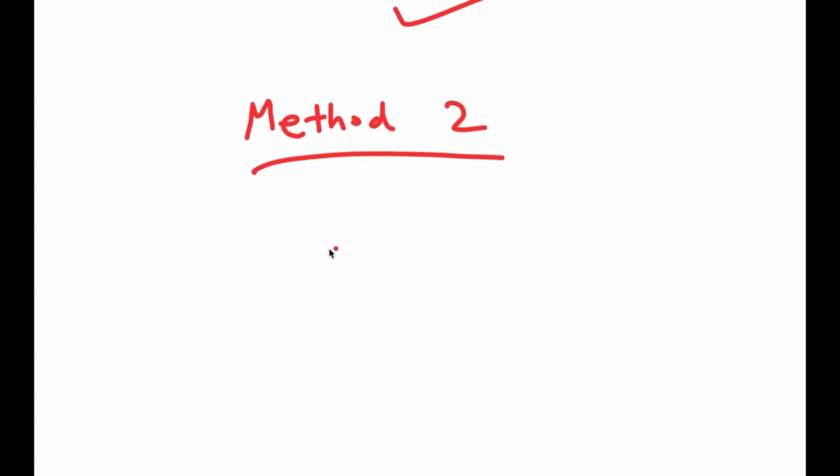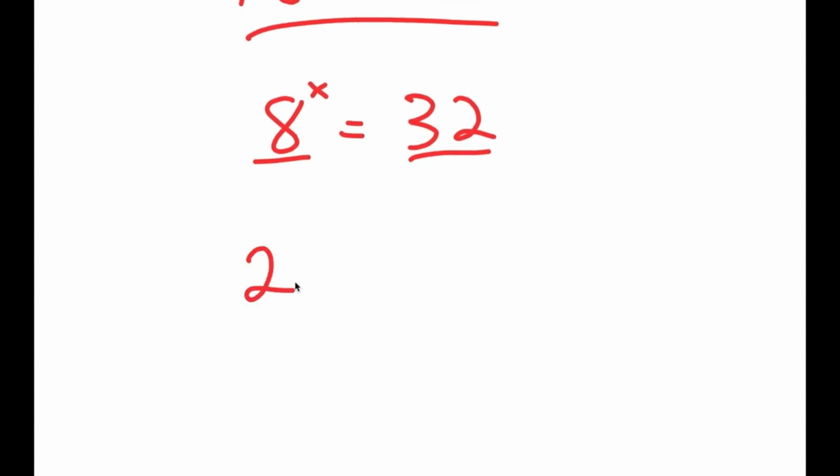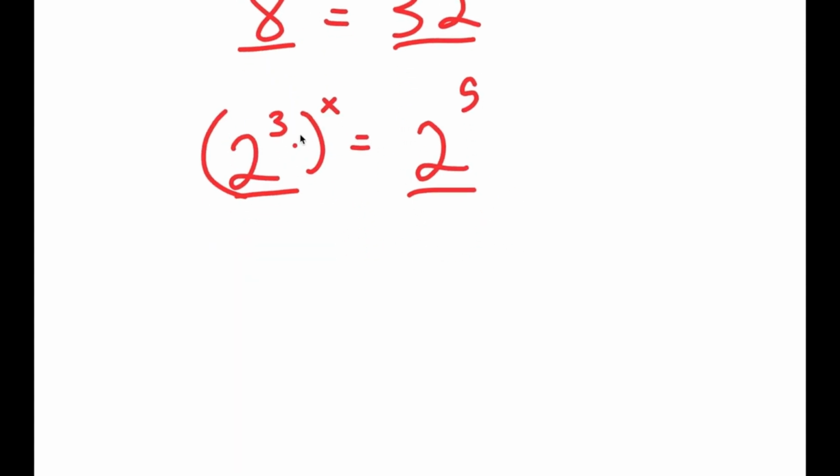Now, I also have a second method of solving this problem. So for the second method, we have the same equation, 8 to the power of x is equal to 32, and this is a simpler method. So for this method, I'm actually just going to start by rewriting these two numbers. So 8, I'm going to rewrite as 2 to the power of 3, and 32, I'm going to rewrite as 2 to the power of 5. So I'm rewriting both of these as the same bases, which now makes them much easier to solve.